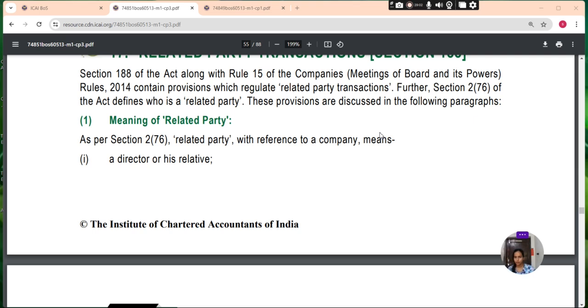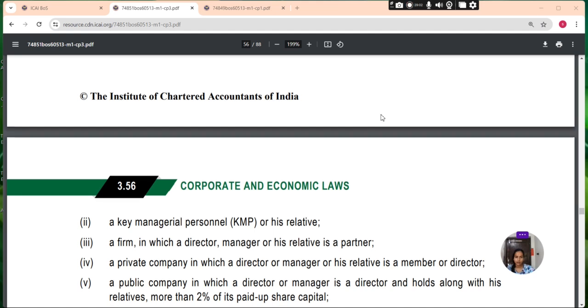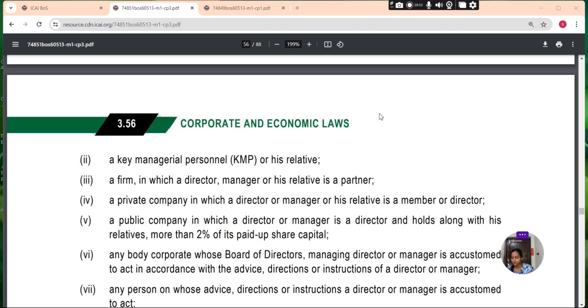What will be the meaning of related party? As per Section 2 Clause 76, related party with reference to a company means a director or his relative, a key managerial personnel or his relative, a firm in which a director, manager or his relative is a partner, a private company in which a director or manager or his relative is a member or director, a public company in which a director or manager is a director and holds along with his relative more than 2% of its paid-up share capital.